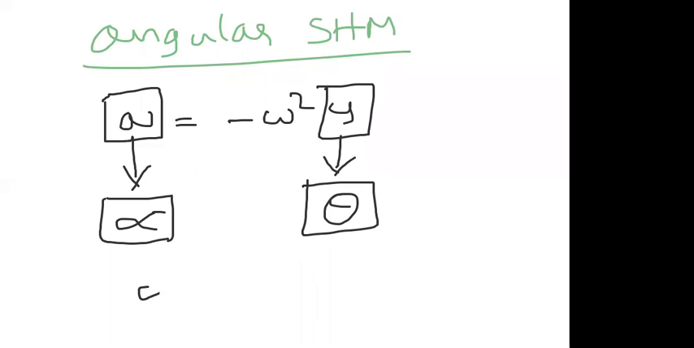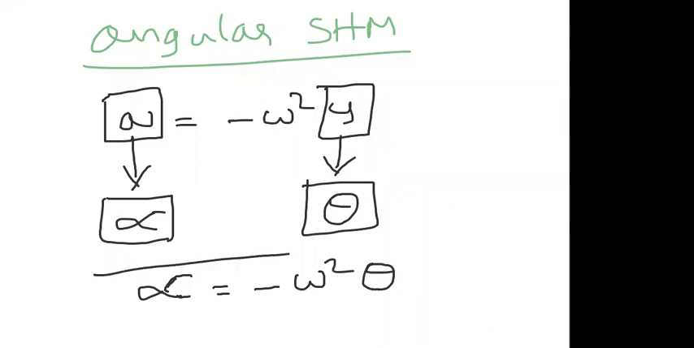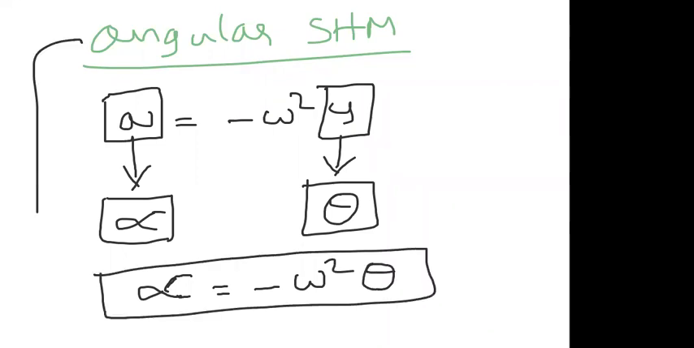Now I can write it as alpha is equal to minus omega square theta. Now this is called the angular SHM equation. So linear means a equal to minus omega square y. Here angular. So linear acceleration, angular acceleration. Linear displacement, angular displacement. Simply we can understand it like that. So now finally we can give some important points.